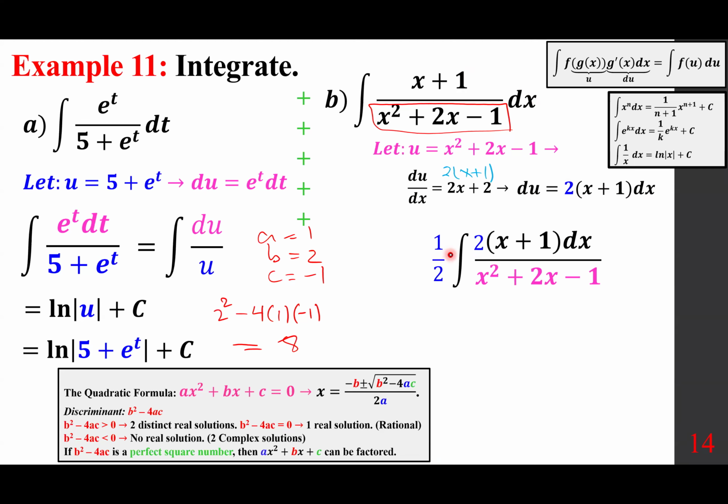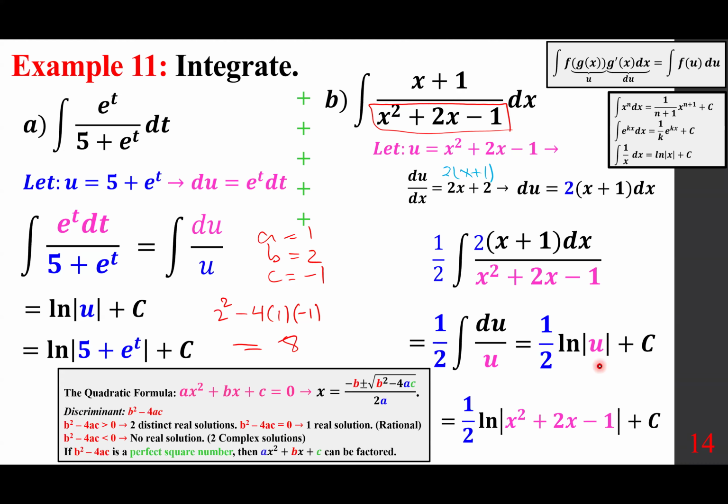1/2. So now you're looking at du over u, and the 1/2 remains outside. But it doesn't matter outside or inside. It is a multiplier, it's a coefficient. So half of natural log and a constant. And u is replaced, and we are done. 1/2 ln of absolute value of x squared plus 2x minus 1 and a constant. And of course, this expression can be positive or negative, therefore the absolute value remains.